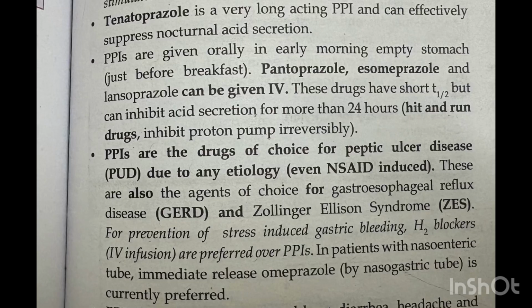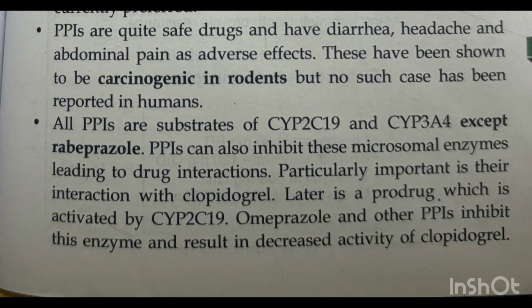For prevention of stress-induced gastric bleeding, H2 blockers by IV infusion are preferred over proton pump inhibitors. In patients with a nasoenteric tube, immediate release omeprazole by nasogastric tube is currently preferred. Proton pump inhibitors are quite safe drugs and have diarrhea, headache, and abdominal pain as adverse effects. These have been shown to be carcinogenic in rodents, but no such case has been reported in humans.